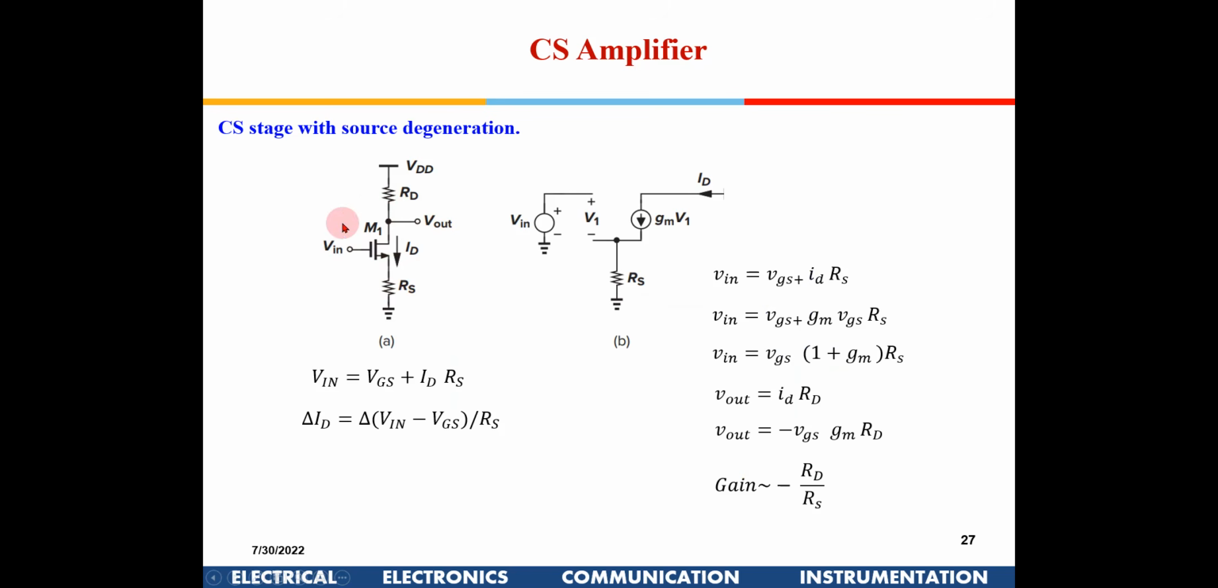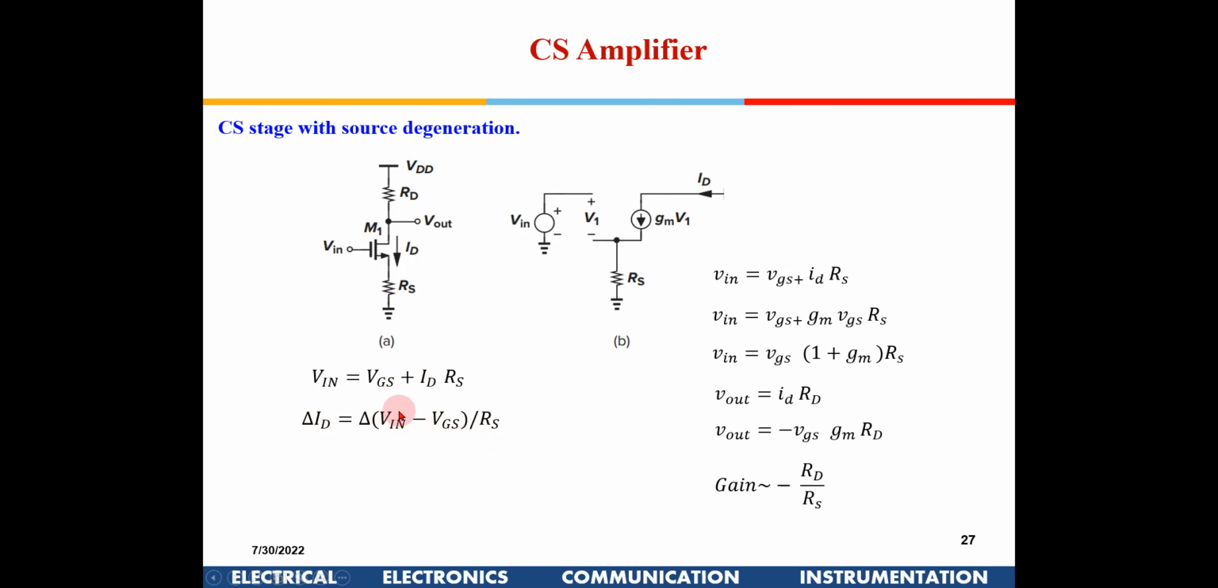Now what I am going to do is, there is another amplifier which is known as the CS stage with source degeneration. So I have put one more source resistance here. Now, if I put one more source resistance here, V in is equal to VGS plus ID RS. Now if I write in delta ID, it is delta V in minus delta VGS by RS.